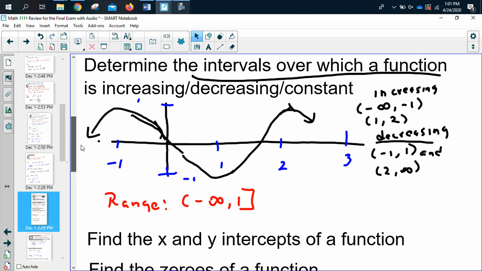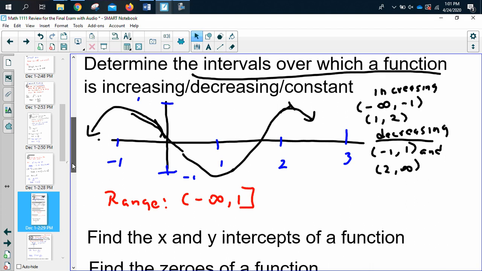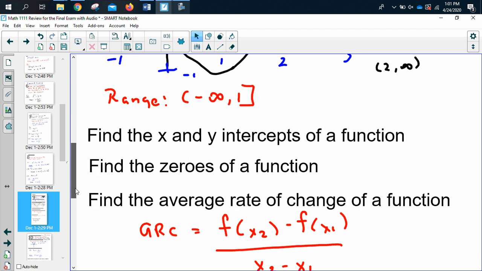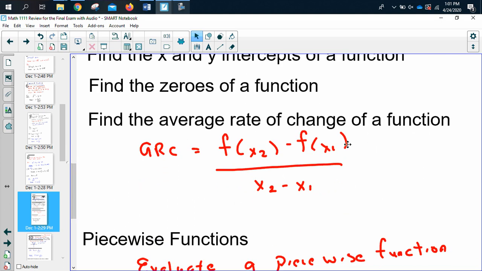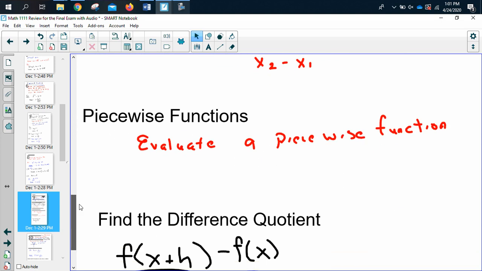And when you've got the graph of a function, you can determine the range. Like in the range in this function, it only goes up to 1, but it keeps going down. Find the x and y intercepts of a function. Find the zeros of a function. Find the average rate of change of a function using this formula. Be able to evaluate a piecewise function. And be able to use the difference quotient.